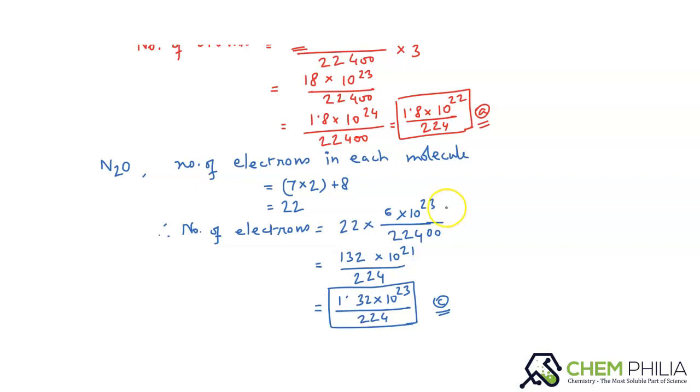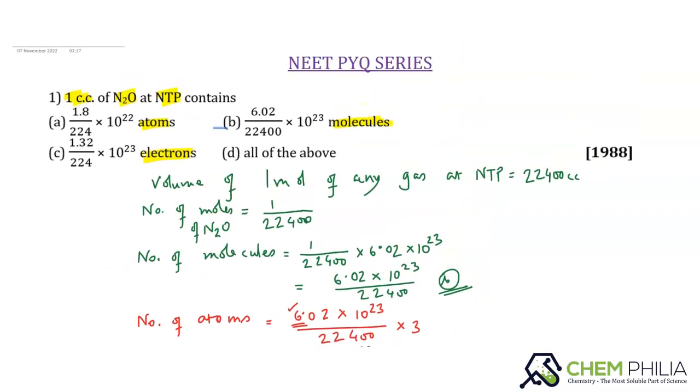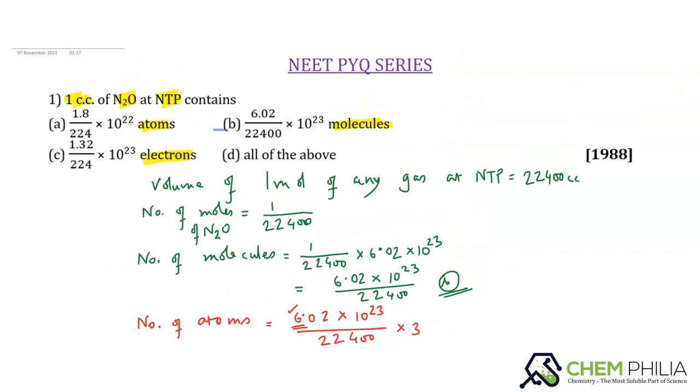Okay, so in this question option D is the correct answer. That means all of the above. So in this question you can see option D is the correct answer, that is all of the above. Okay, so I hope you have understood this question. So let us move on to the second question.